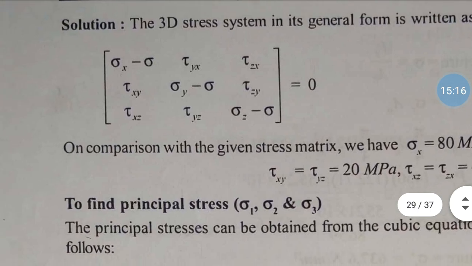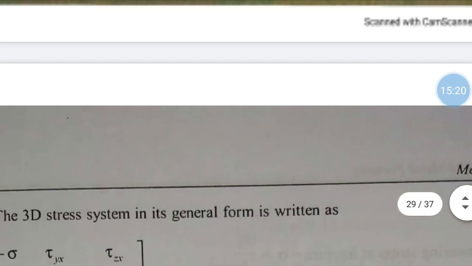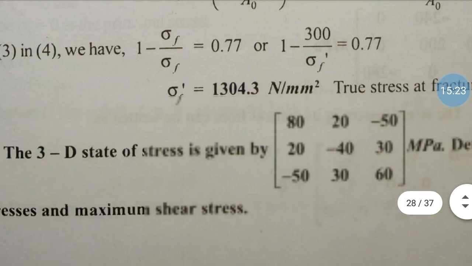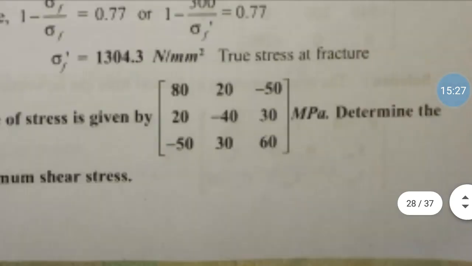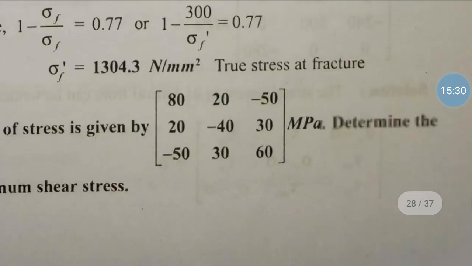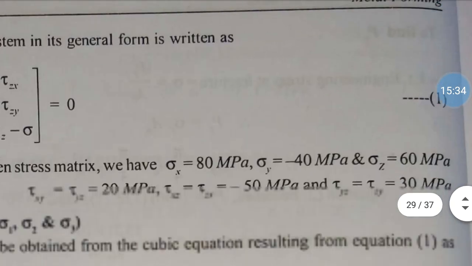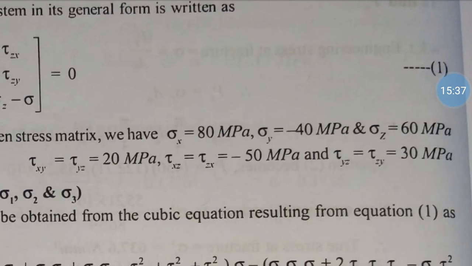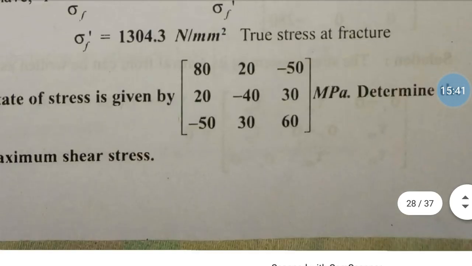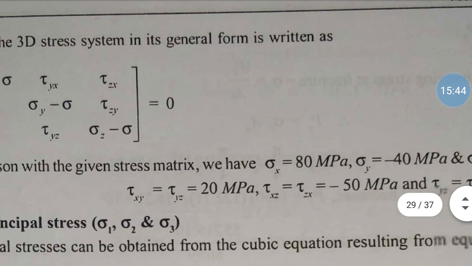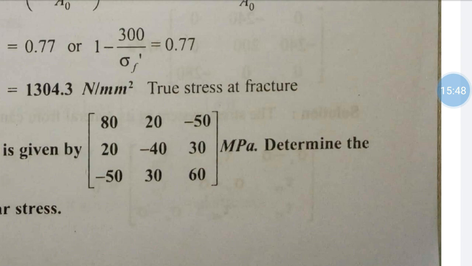See, in the comparison we will give the stress matrix. Stress x is 80 MPa. Stress y is minus 40 MPa. You need to see it in diagonal form: 80, minus 40, 60. Stress z is 60 MPa. Next to that, tau of xy and tau of yx are the same thing. You'll get 20 MPa; this and this are the same. 20 and 20 are the same, minus 50 and minus 50 are the same, 30 and 30 are the same.